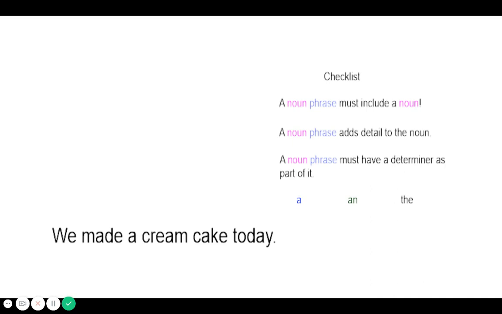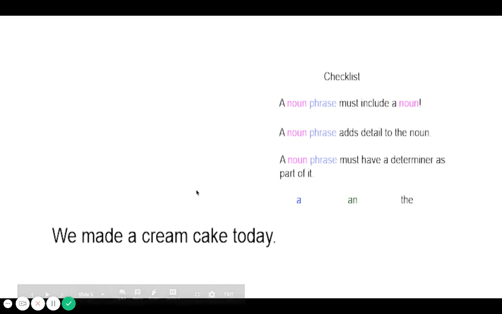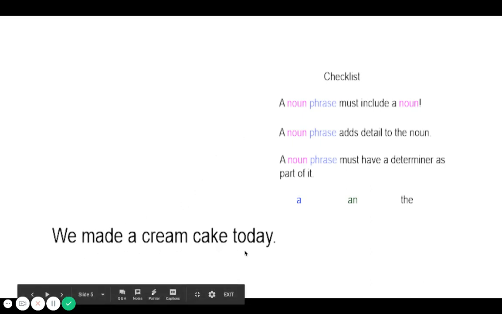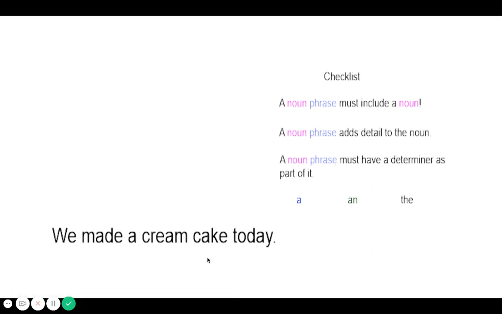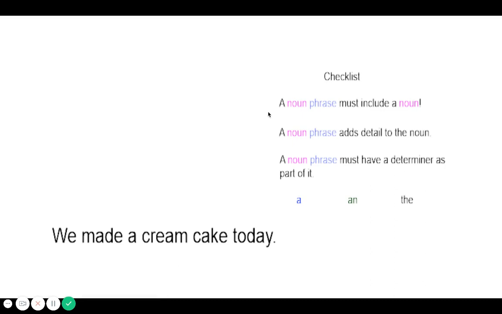Okay, the second thing, if we look back at our checklist, is a noun phrase must add detail to the noun. So if we go back to our sentence, we made a cream cake today. We know that the cake is the common noun. Is there anything there that's giving me a little bit more detail about the noun? Well, you should be able to spot that cream is giving us more detail about the noun. So right now I found the noun, I've got extra detail.